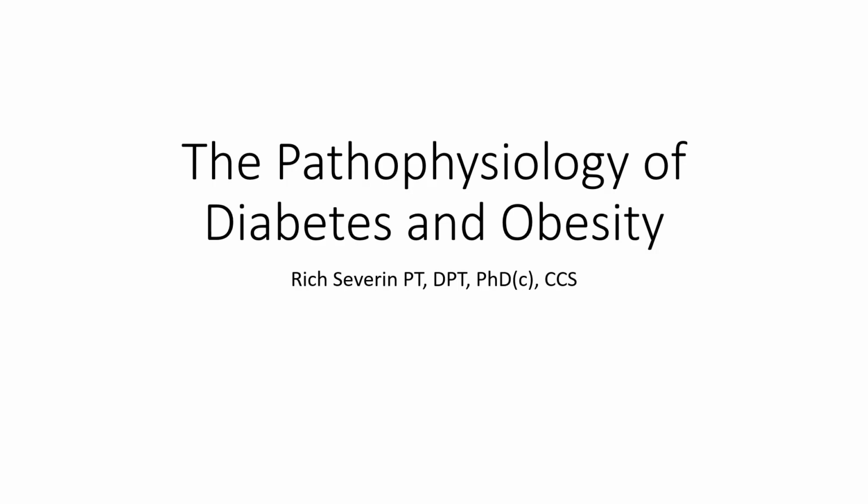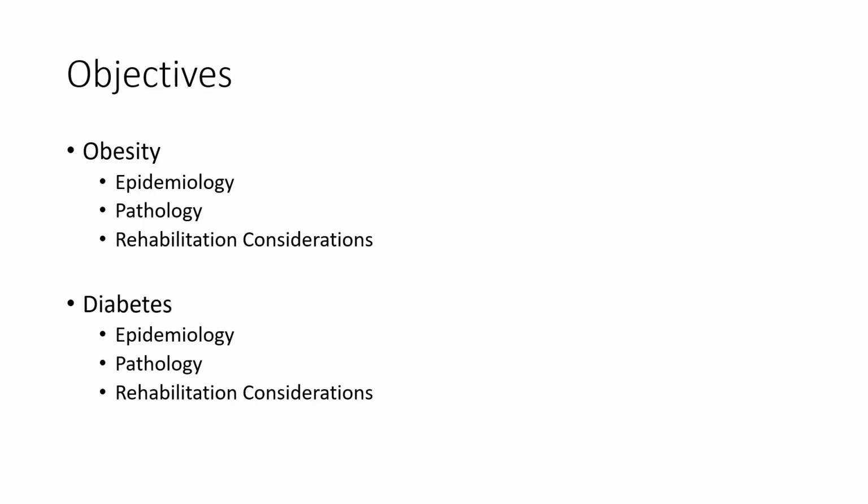Okay, guys, so welcome to the pathophysiology of diabetes and obesity. I should probably have this backward, because the way this lecture will go is we're actually going to start with obesity. In each unit, we're going to cover the epidemiology, pathology, or pathophysiology, and then we'll get into some rehabilitation considerations for both obesity and diabetes. I felt it was nice to combine these two into a lecture because, as you'll see, they're pretty intimately related in terms of pathological conditions.